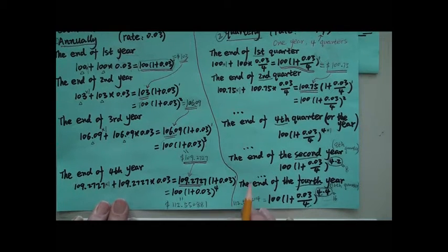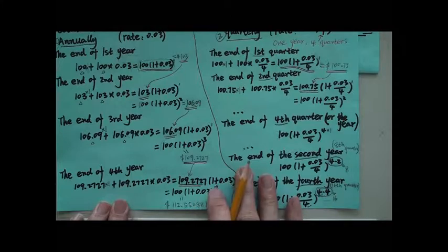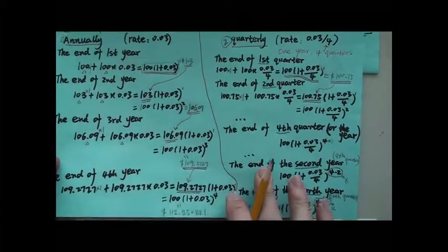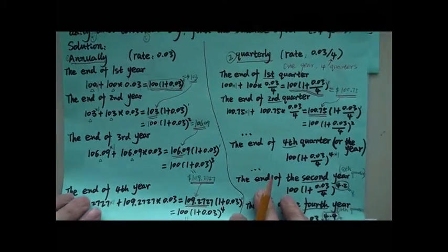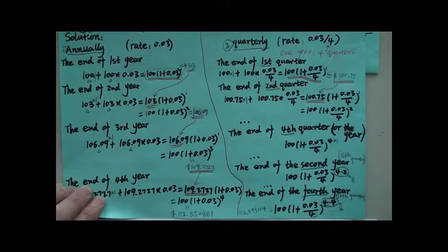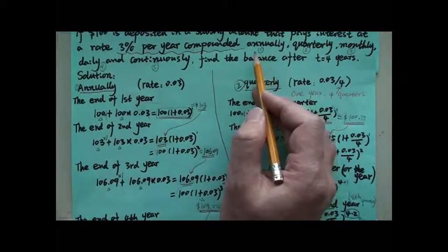So at the end of the fourth year, the amount is $112.550881. This is the amount of money at the end of the fourth year, compounded annually. So we are done with compounded annually.